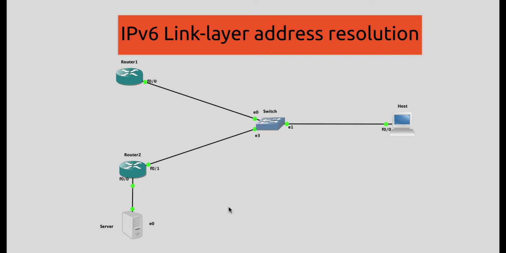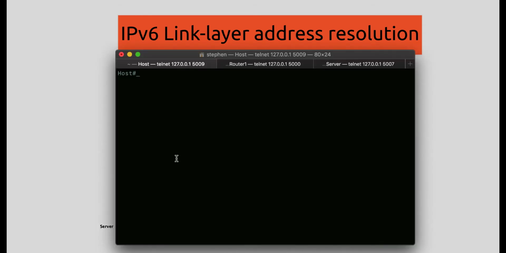Hello and welcome to this video in which we are going to demonstrate how link-layer address resolution happens in IPv6 networks. Here we are going to configure an IPv6 address on a host and an IPv6 address on a router, and send a ping from the host to the router. We are going to see how the host determines the MAC address of the router before sending the communications.